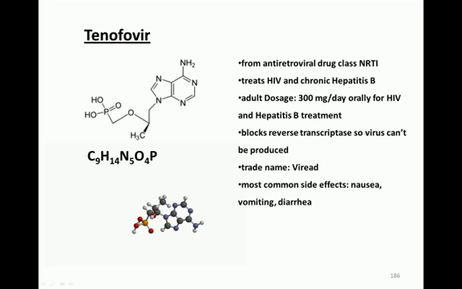Tenofovir. From the antiretroviral drug class NRTI, it treats HIV and chronic hepatitis B. Adult dosage 300 milligrams per day orally for HIV and hepatitis B treatment.